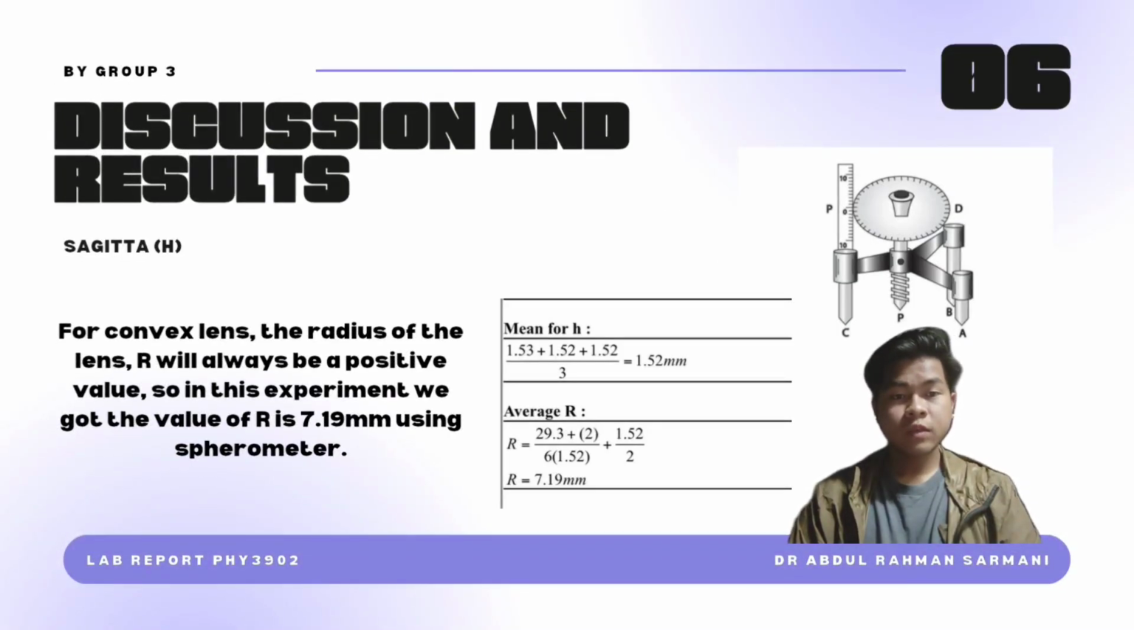For table 3, we just want to find the radius of curvature of the convex lens, R, by using the spherometer. The data we obtained from the experiment is that we got the value of R as 7.19 mm after the calculations. Since the value of R is positive, it shows that it's a convex lens, since the radius of a convex lens is always a positive value.